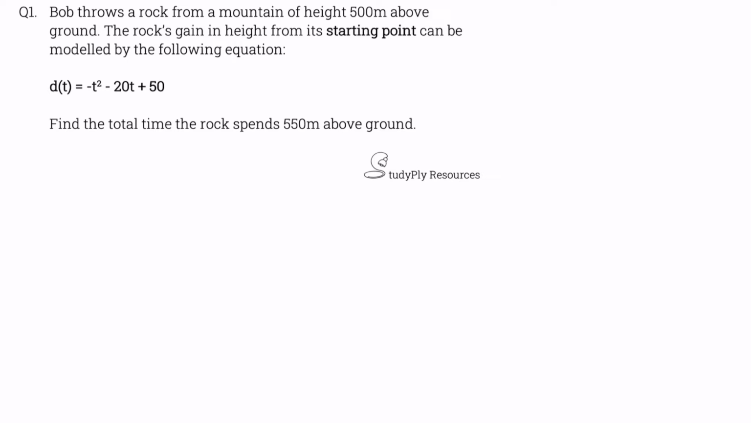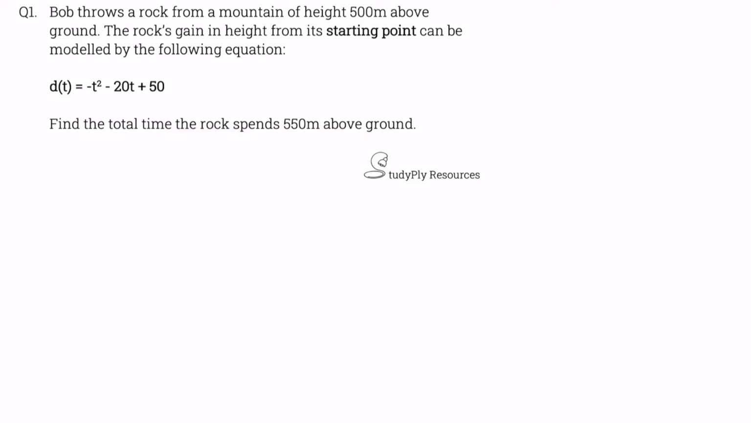Bob throws a rock from a mountain of height 500 meters above ground. The rock's gain in height from its starting point can be modeled by the following equation. Then we're given the equation here, and we need to find the total time the rock spends 550 meters above ground.